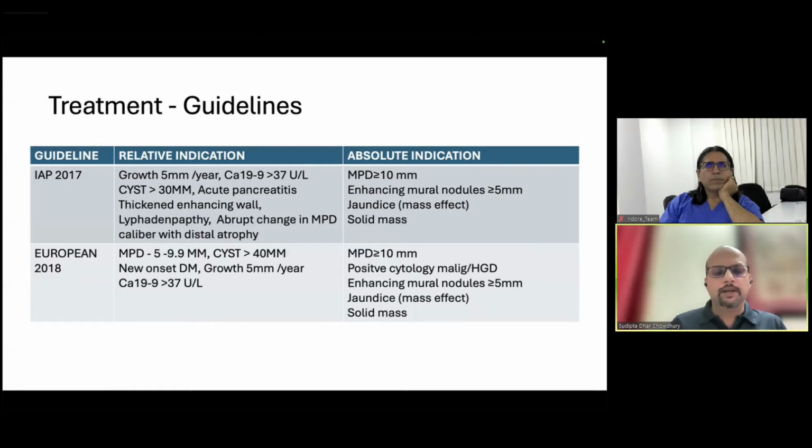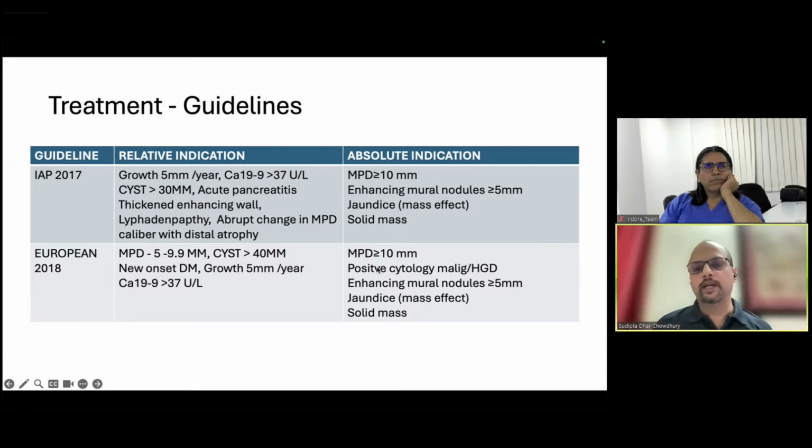Now, the multiple guidelines. For the purpose of the talk, I've just restricted to 2 major guidelines, and these include the IAP guideline of 2017, or the International Consensus Guidelines, and the European Guidelines of 2018. Now, if there's an absolute indication for treating a patient in IAP guidelines, it is an MPD more than 10 millimeters, enhancing mural nodules, jaundice, or a solid mass, as in the high-risk features.